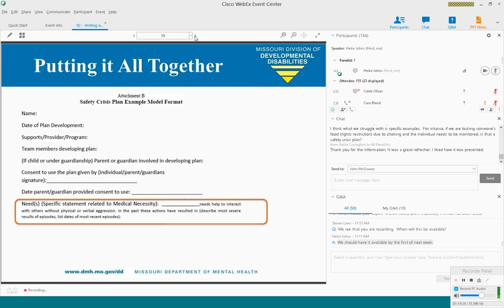This is really easy. If Donnie punched out his housemate and chipped a tooth, that's a pretty good justification for needing a safety crisis plan. It doesn't have to be something super elaborate. It can be just a description of the most serious situation that's happened recently.